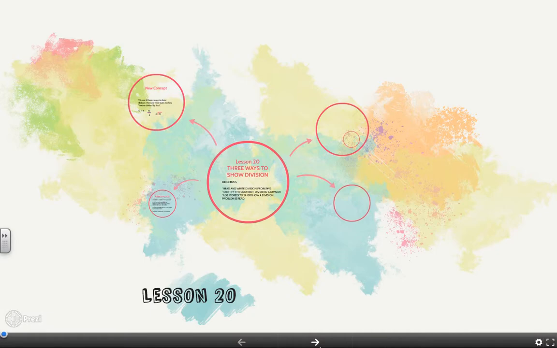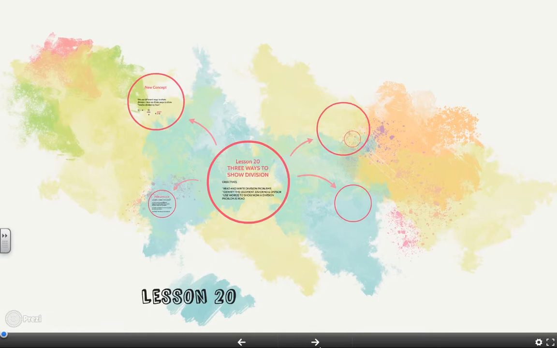Hi, fourth graders. Today, everybody's been talking in class about how they can't wait till they get to division. So here we are with 3 ways to show division.